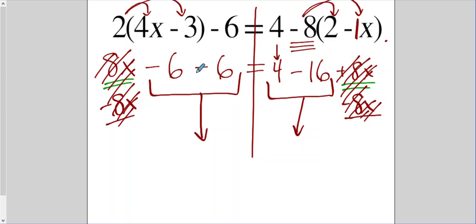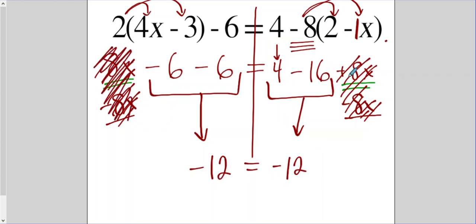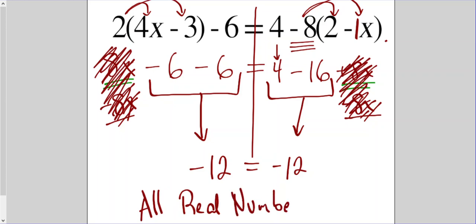Negative 6 minus 6 is negative 12. 4 minus 16 is negative 12. So we can see that the constants ended up as the exact same number on both sides, and the variable terms cancel out. That means I have infinite solutions, or my solution set is all real numbers. Again, you can phrase it either way.